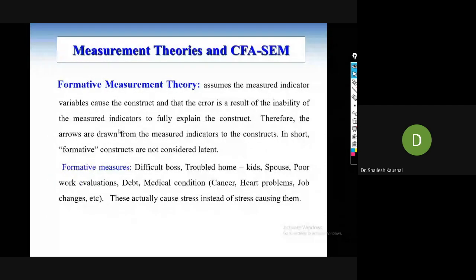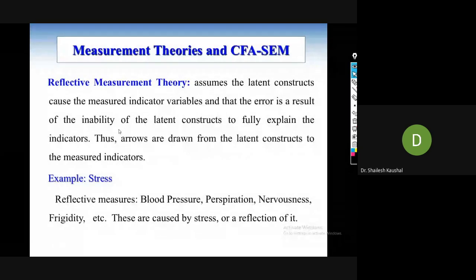There are two things: reflective measurement theory and the formative. What does that mean? Reflective means symptoms. Reflective measurement assumes the latent constructs cause the measured indicator. Means latent constructs are causing the measured variables, and the error is the result of inability of the latent construct to fully explain the indicators. Thus arrows are drawn from latent construct to the measured variable.